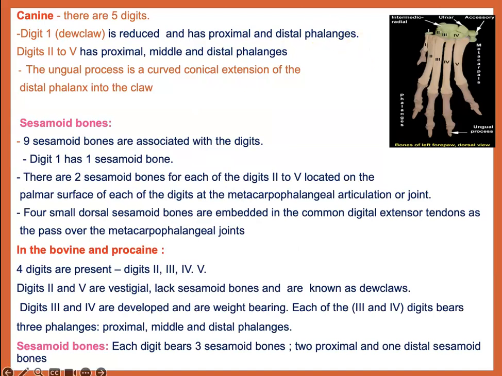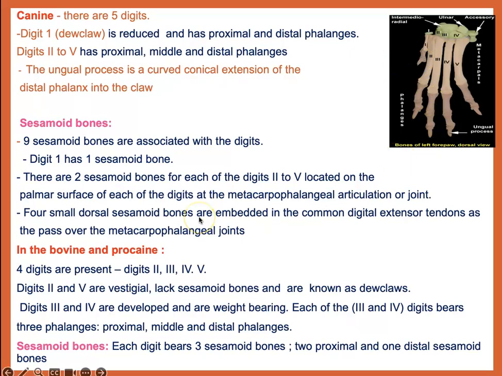Canine has 5 digits, right? But as we know, the first one is the dewclaw, and so from 2 until 5, the dog has, each one from this one has 3 phalanges. But the first one, because the dewclaw only has 2 phalanges, which is the proximal one and distal one.